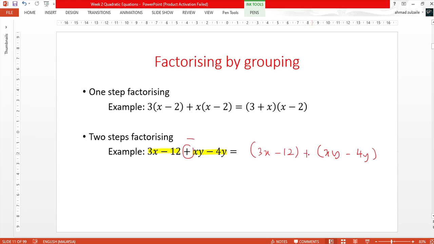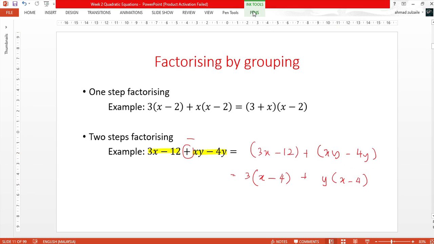So you have to be careful with the sign in between these two brackets. Alright, so next, you have to find the common factor within these two brackets. The common factor between 3x minus 12 must be 3, and the remaining value is x minus 4. Same thing over here, the common factor will be y, and the remaining value is x minus 4.